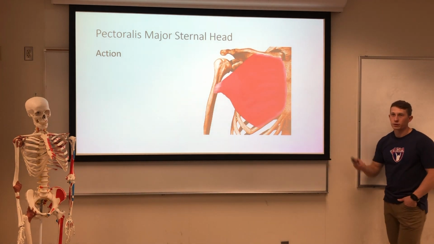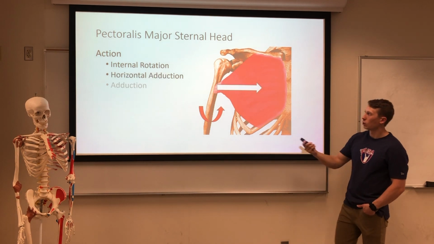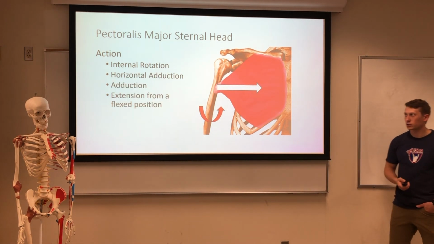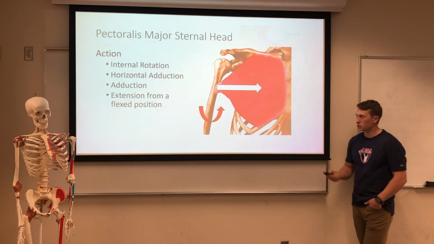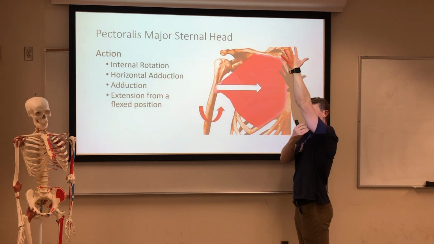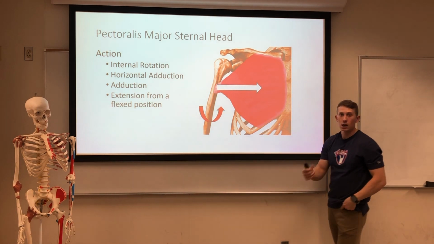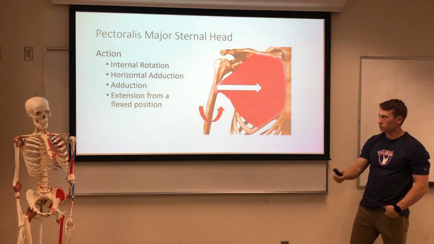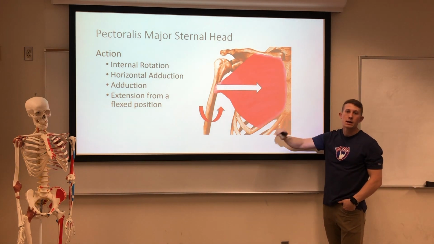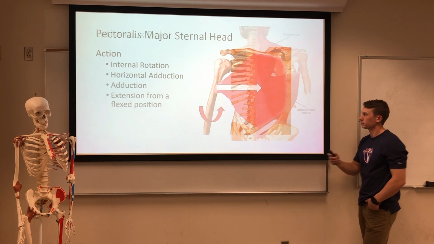Okay. With the sternal head, we have internal rotation also, horizontal adduction, and extension from a flexed position. When we are in that flexed position, or we are moved up here, we're going to get that pull down, so movements like pull-ups and chin-ups. We're going to incorporate pectoralis major as well as those posterior shoulder joint muscles.